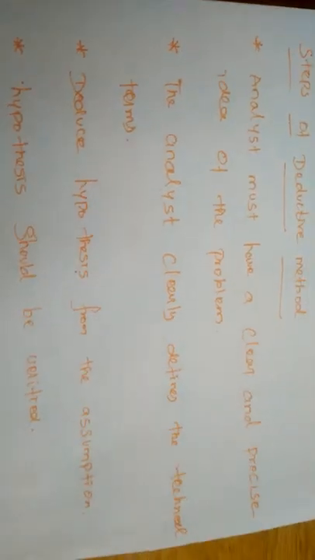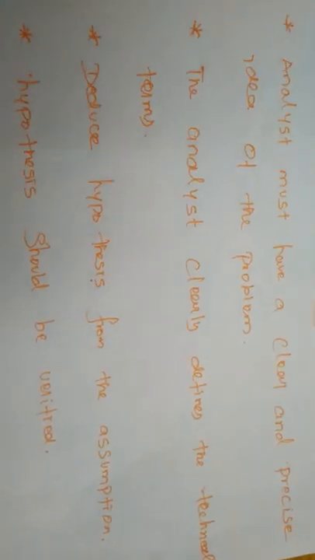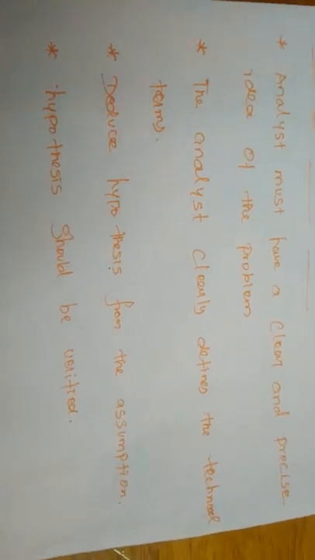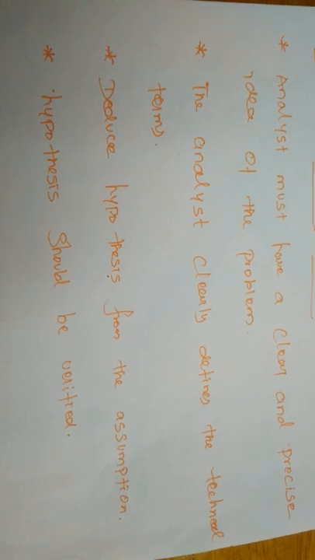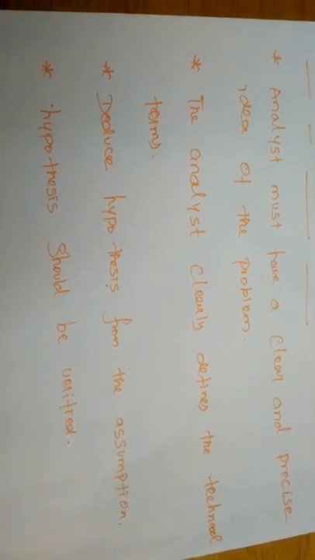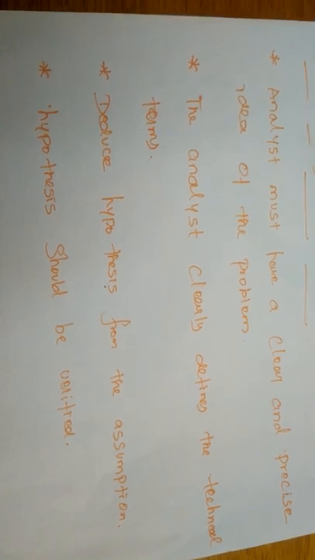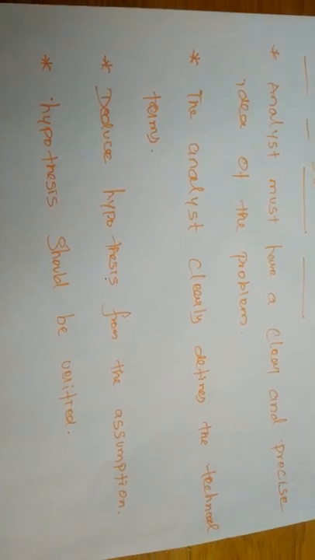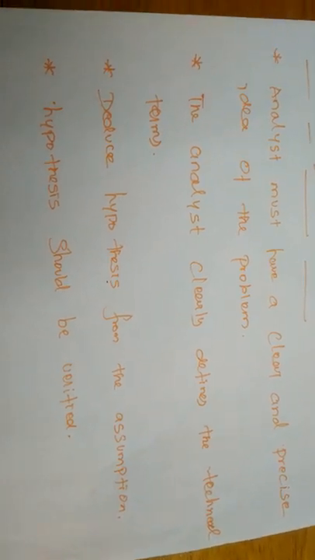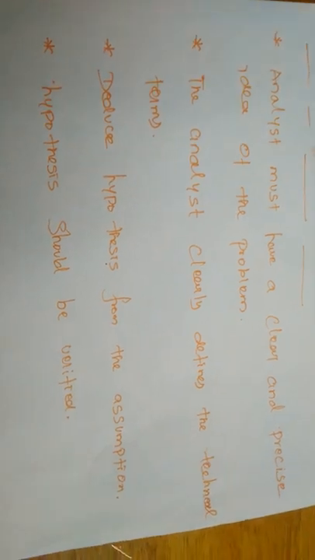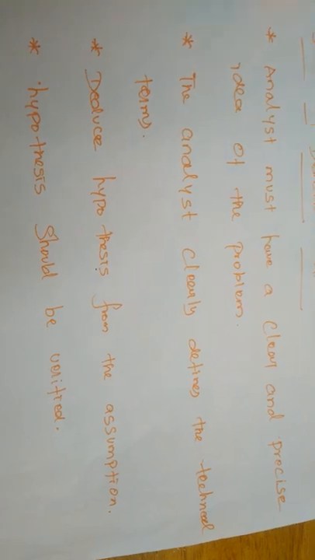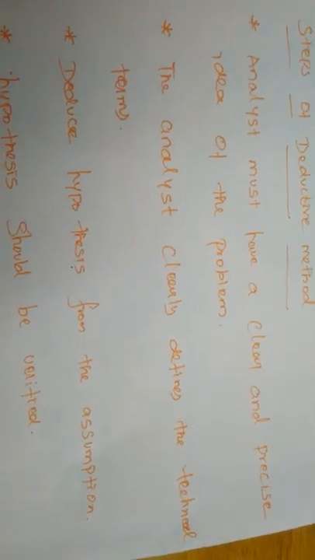Next, the analyst clearly defines the technical terms. The tools or techniques used to analyze the economic problem must be clearly defined. Then only can other readers and economists easily understand. Without defining the technical terms, if he analyzes any problem, others are unable to read and understand it, and because of that they won't accept it, right?